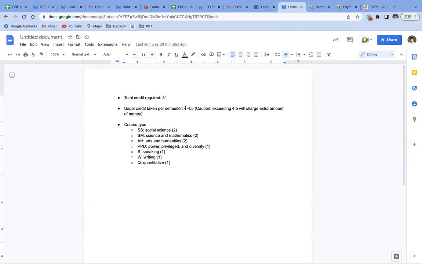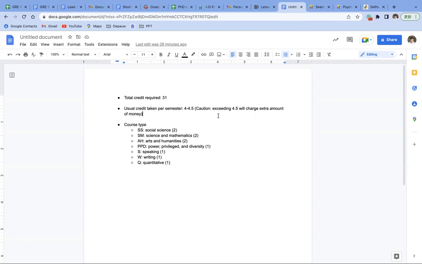And also, I want to suggest: don't take as many courses as possible when you are getting into the first year. The first year I only took 3.5 classes. After that, the majority of the time I only took 4 classes at a time in order to fulfill my graduation requirement. And 4.5 will be the maximum.